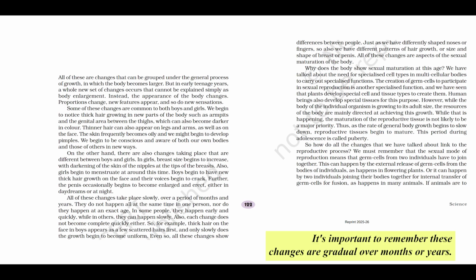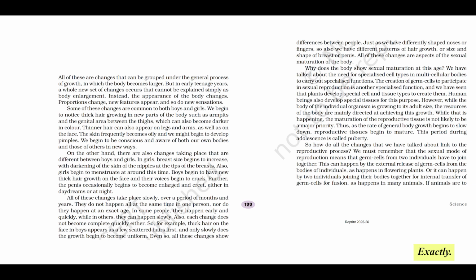Got it. Right. It's important to remember these changes are gradual over months or years. They don't happen all at once or at the exact same age for everyone. Some start early, progress quickly, others are slower. Each change also develops over time. Facial hair starts sparse, then gets uniform. There are individual differences too, just like nose shapes differ. Patterns of hair growth, breast, or penis size vary. All these changes are aspects of sexual maturation, signaling the development of reproductive capabilities. So it's a slow, variable process signifying readiness for reproduction. Exactly. But why does sexual maturation happen at this age?